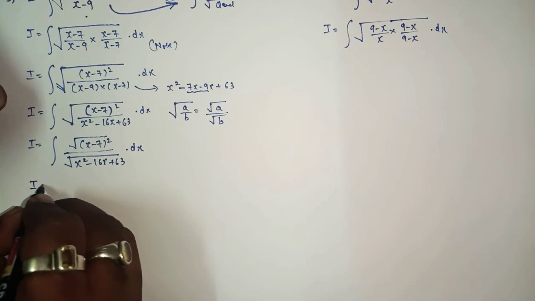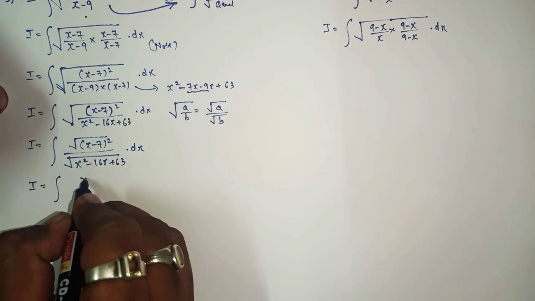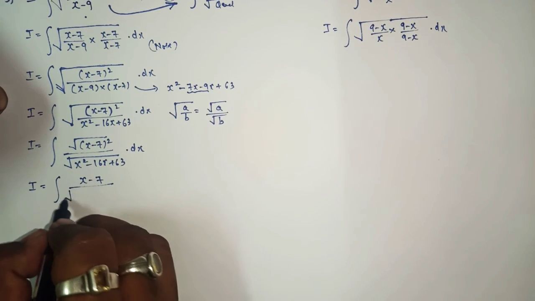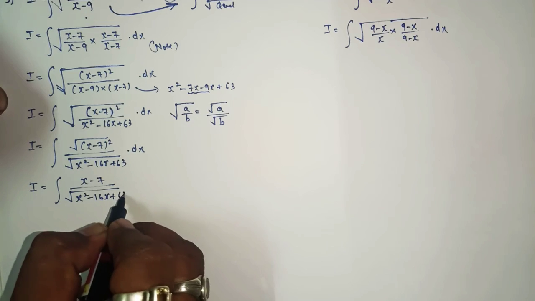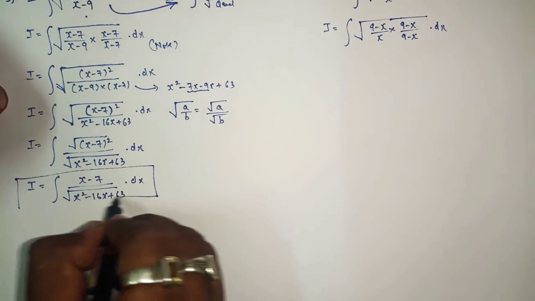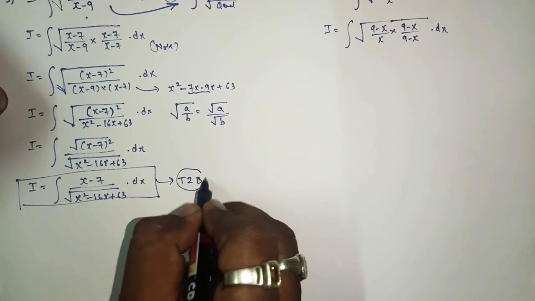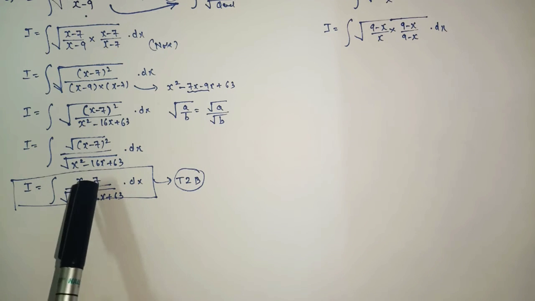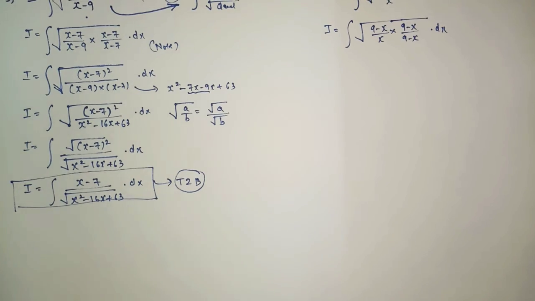Okay, further, as we know that here we have square and square root, we can cancel the square and square root, so we're left with x minus 7 upon root x square minus 16x plus 63, and we have converted the given integral into type number 2b. Can you see that the numerator is a linear part and the denominator is in the form of root quadratic?